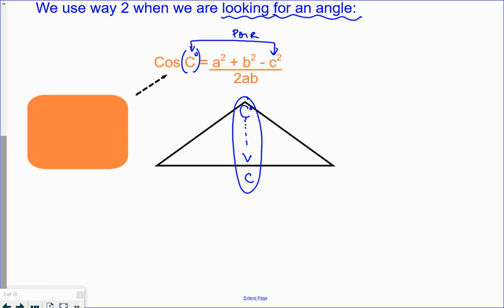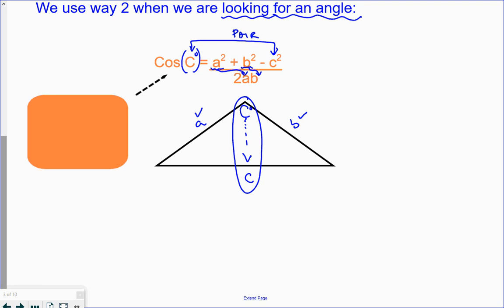Okay, now if you don't put the right side length into the correct spot, it will screw it up. Okay, and then these two right here, those are the other side lengths. And then notice those side lengths get repeated in the numerator and the denominator.